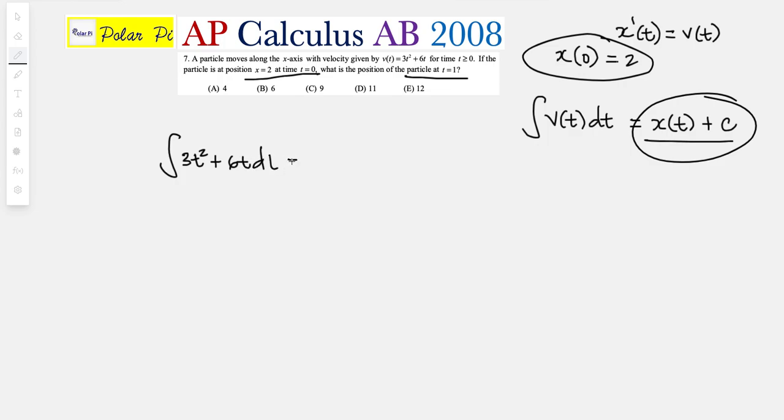So this is simple integration. That's going to be t cubed plus 6t squared over 2, so that's 3t squared, and then plus c, right? And so this is x of t. But then we need to figure out what c is in order for us to say what x of t is at t equals 1. To figure out what c is, it's pretty straightforward. We plug in 0 and set it equal to 2. So when we plug in 0, we get 0 plus c is equal to 2. So we see that c is 2, right?